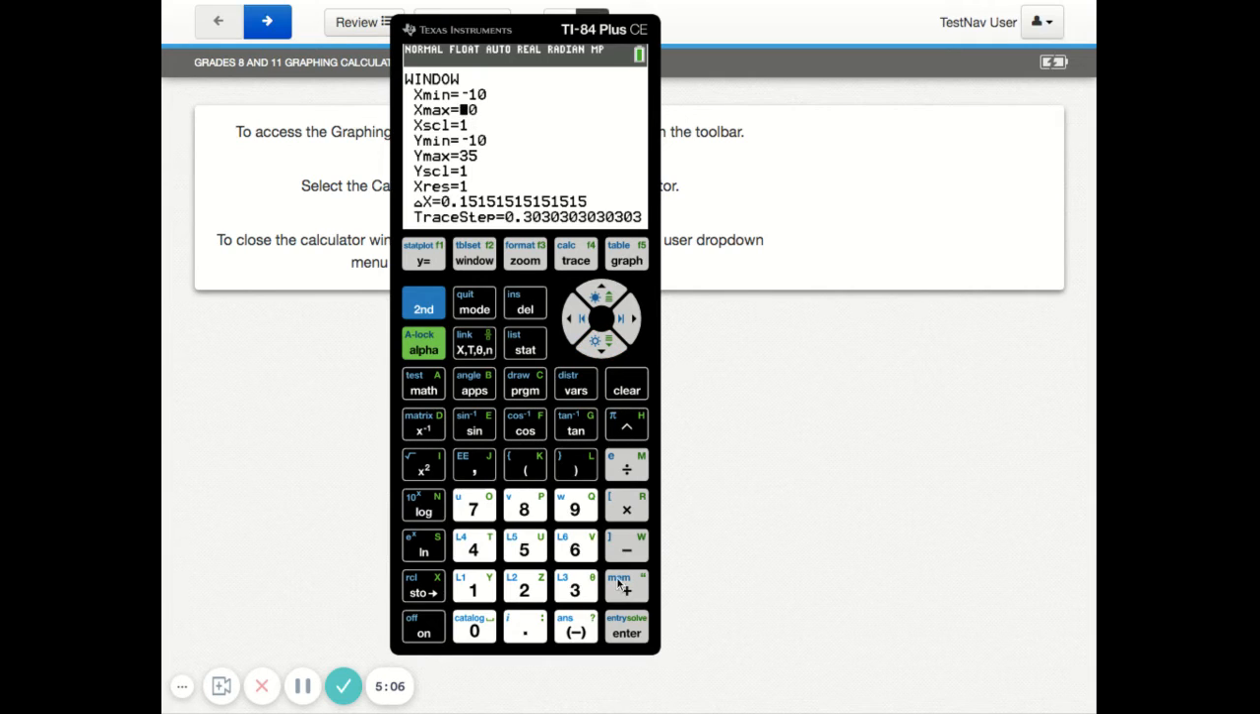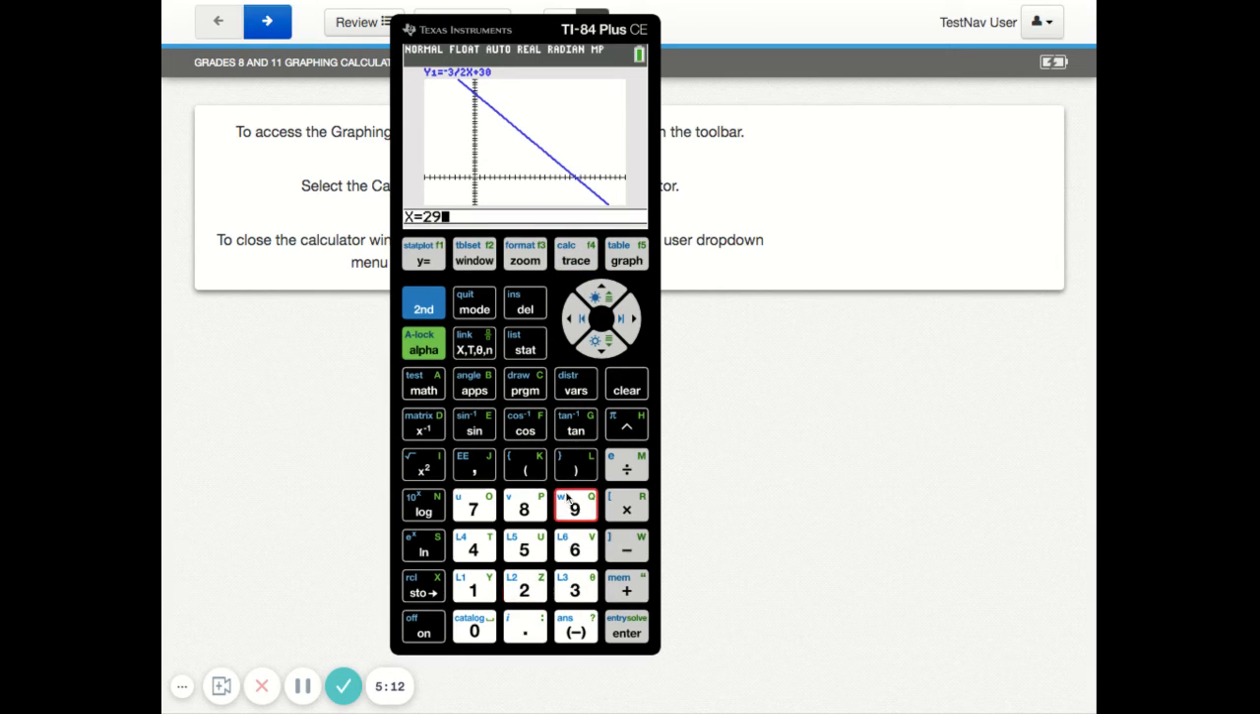So if you look at this, I could hit trace again. I can type in 29. Notice that 29 is at negative 13.5. That's down here. It doesn't actually show, but because it's within my domain, it will give me that value. Okay, so if you get an error, it's probably outside your domain. You need to change your window. So a couple things you can do there.